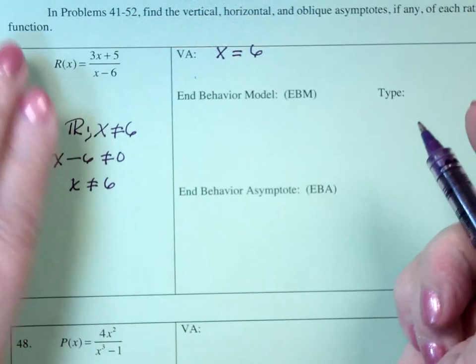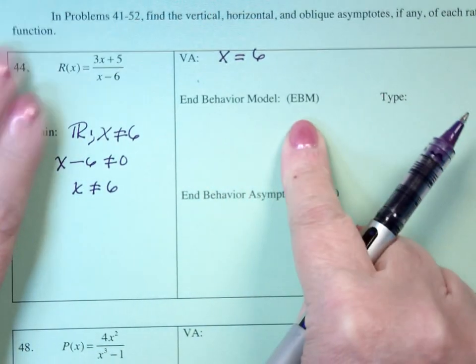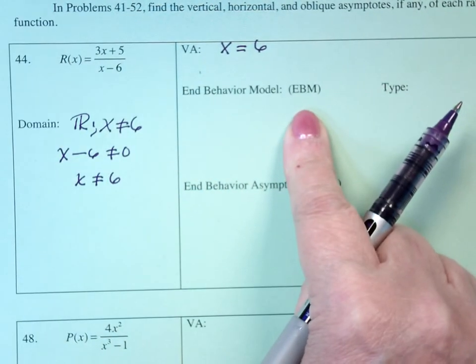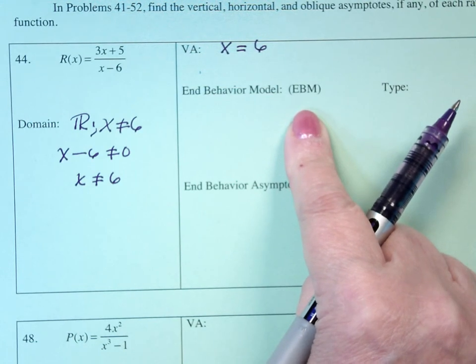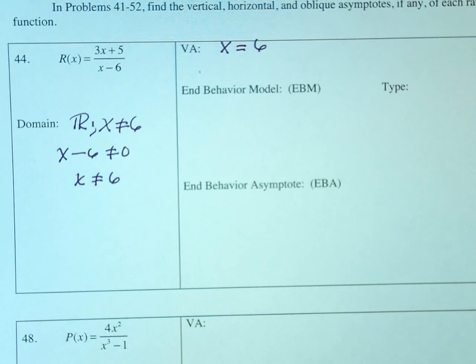The next thing I want to do is go after the end behavior. So I now have the vertical asymptote I'm going to need to graph. I need the end behavior asymptote for these graphs because that shapes the graph out. So I have to have pieces of information so I can do the graph.